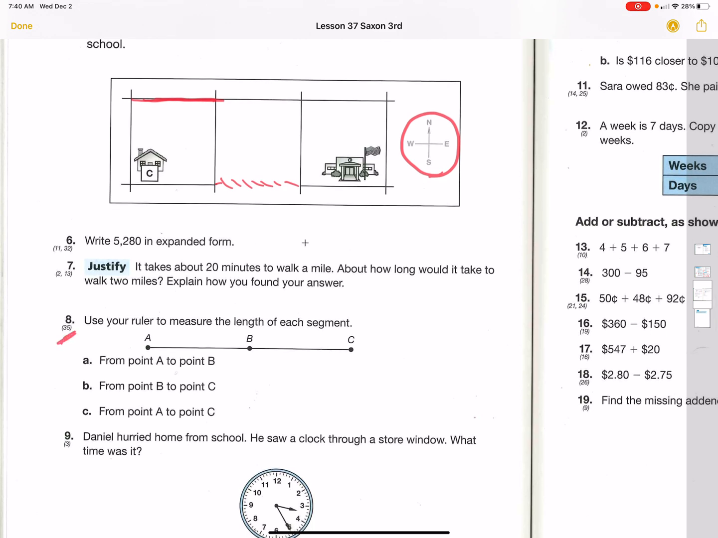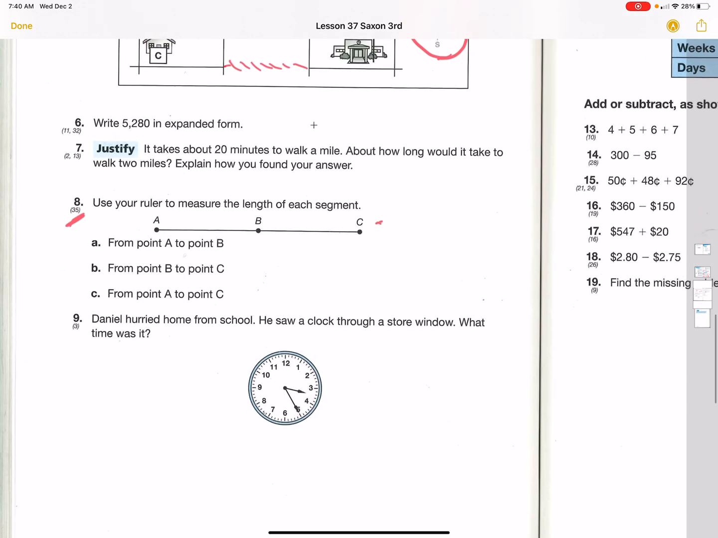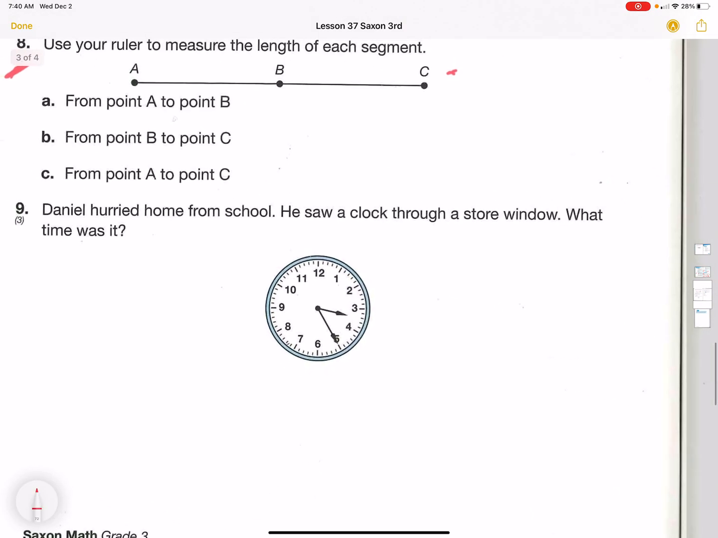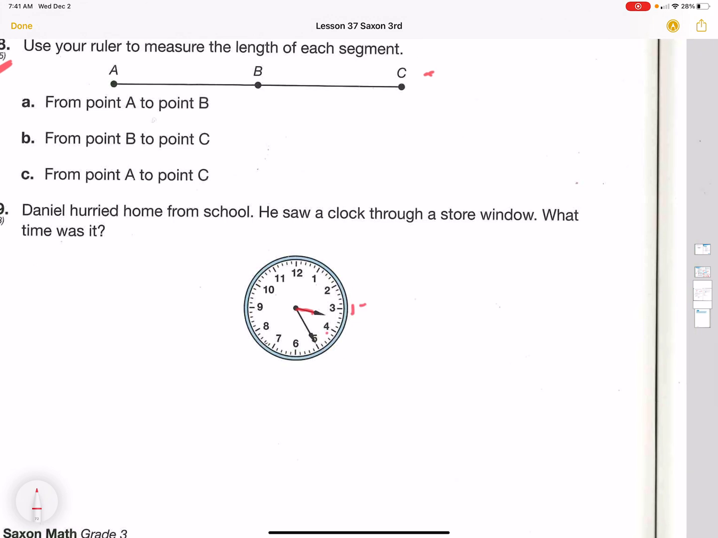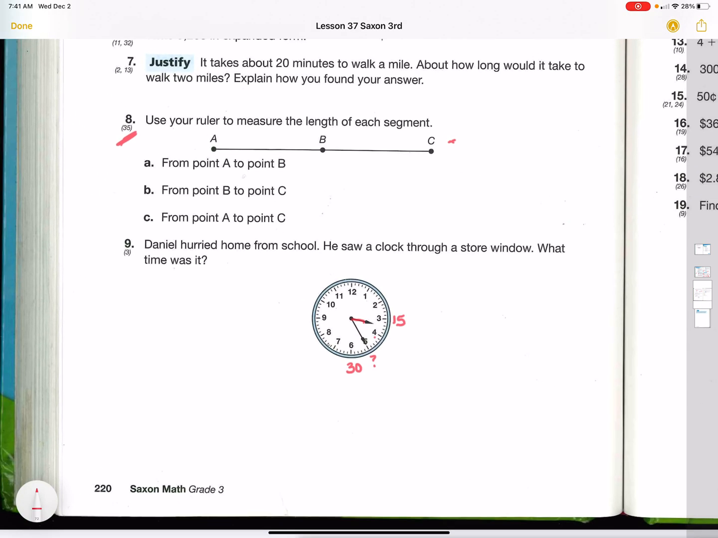Number 8, if you're at home, you might not have a ruler, so don't worry about that. Number 8 is hard for me to show you on the computer. If you're in class, I will help you. Just come up to my desk and I will help you measure with the ruler. Number 9, a clock problem. We're doing okay with these. I'm just going to give you some hints. This is the hour hand. It is not yet 4 o'clock. And if we count by 5s, this is 15 and this is 30. So what is this? And if he's going home from school, it's PM. Make sure you add that.